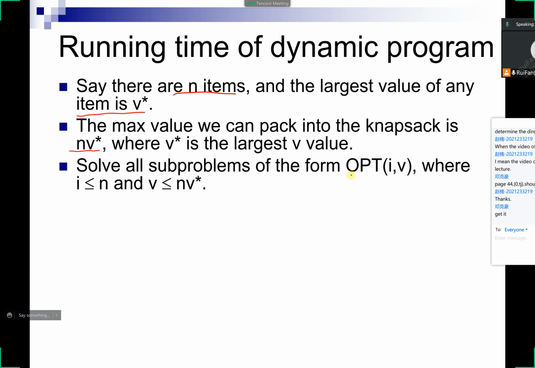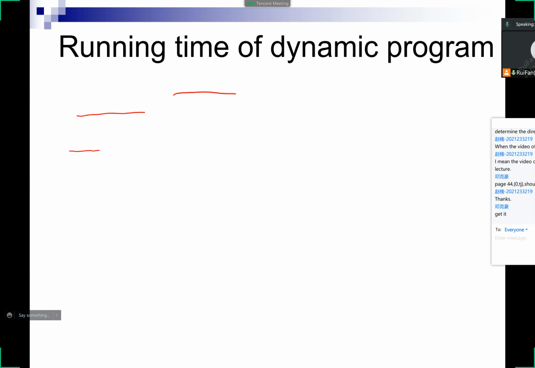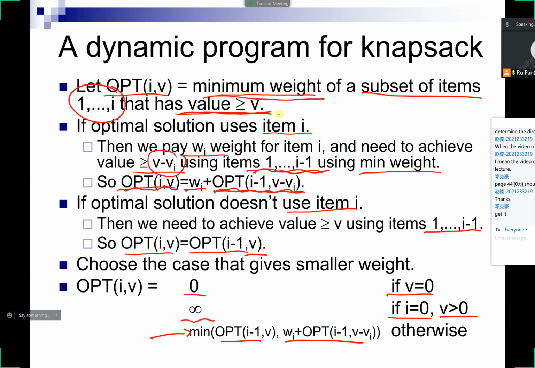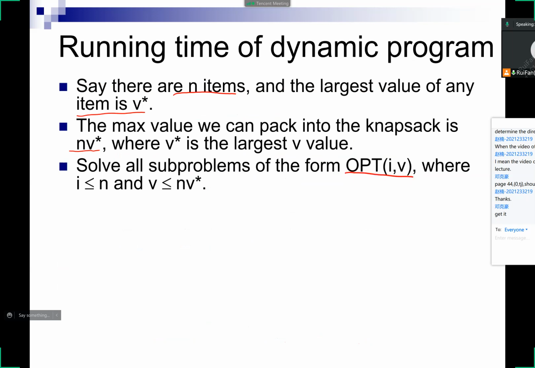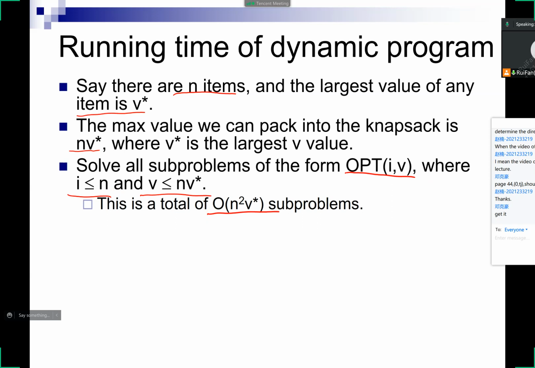Because we're trying to look for the minimum weight which achieves any possible value, and we know that the maximum possible value is n times v star, we need to solve these subproblems for all the values. We're allowed to use any item from 1 to n, so we need to solve all these subproblems for I less than or equal to n, and the value no more than n times v star. So in total, there are order n squared times v star subproblems, just n times this value over here.